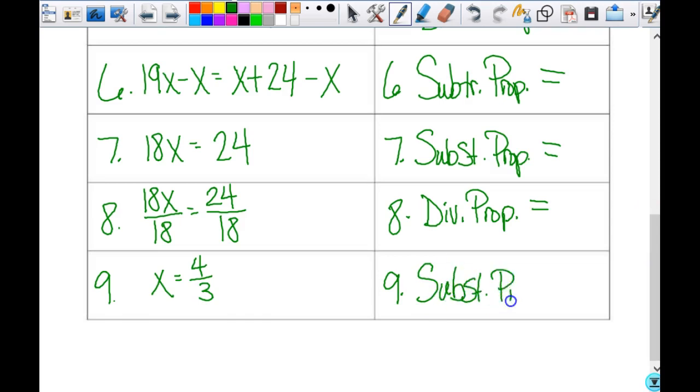substitution, property of equality. Now, do I need to use the symmetric property and flip it around? No, don't make that the last step every time. I see people do that too. You don't flip it around at the end just to flip it around. You flip it around only if you have to. Does that make sense? Any questions?